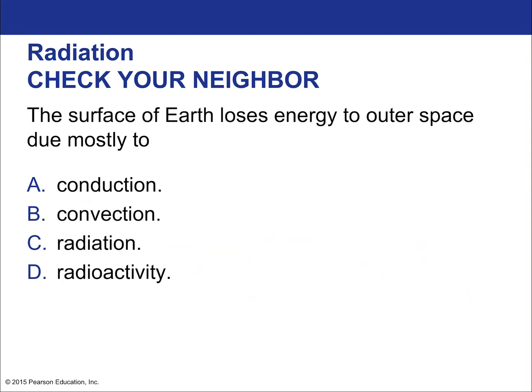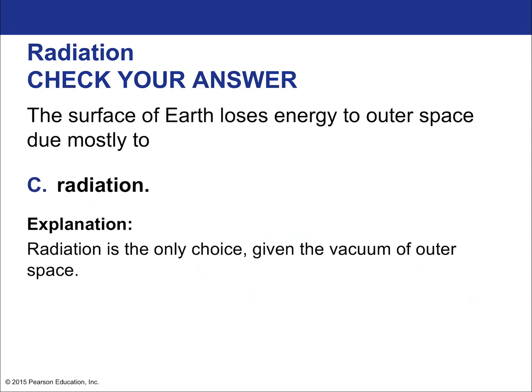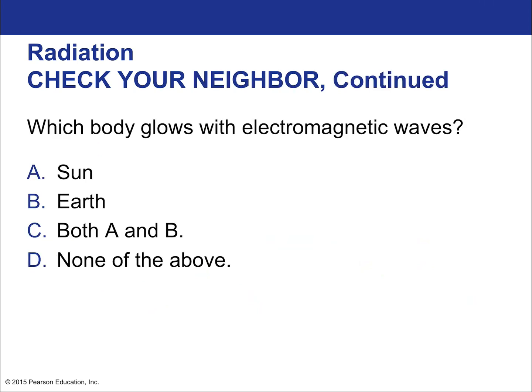So the surface of Earth loses energy to outer space mostly due to what? What do you think is the best answer here? How would we lose energy in outer space? We're conducting with space? Is there any fluid in space? Of course not. It's got to be radiation, which makes sense because it's the topic that we've just started covering. So, which body glows with electromagnetic waves, the sun or the Earth? That's easy, right? It's got to be the sun.